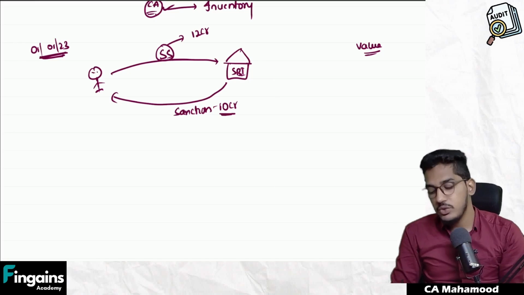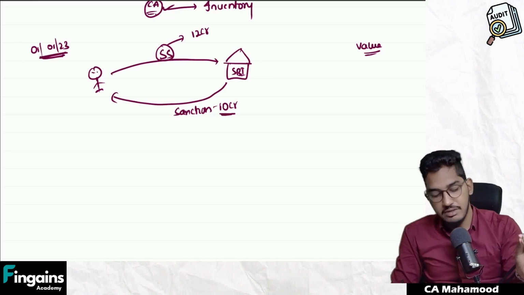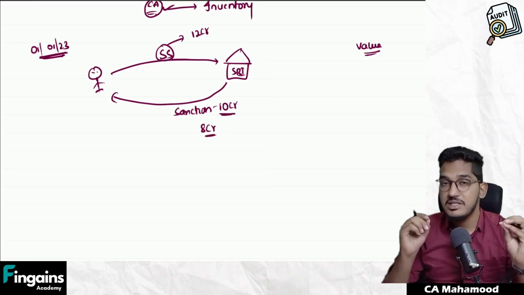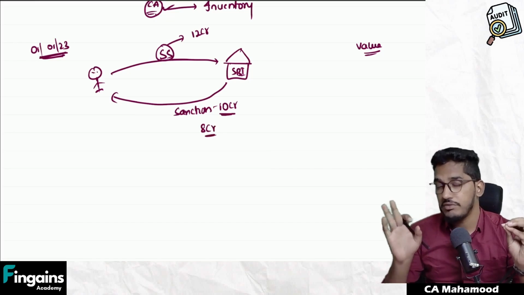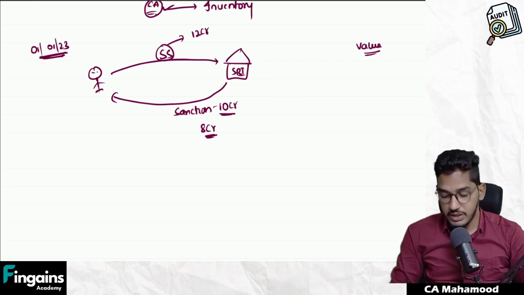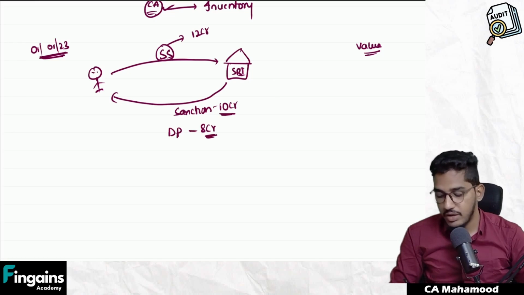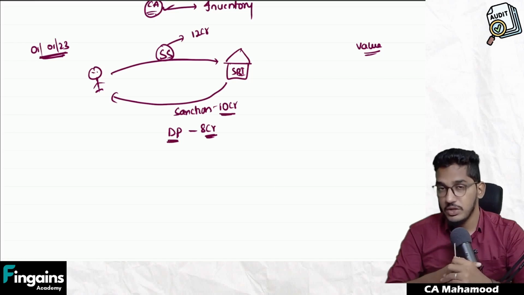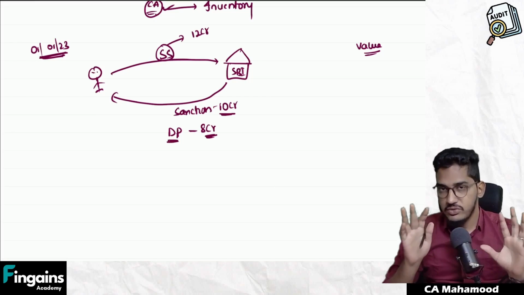But he will never let me use 10 crore rupees. He will say, I will sanction you 10 crores worth of loan, but you can maximum withdraw 8 crore rupees only. The maximum amount which the customer can withdraw from working capital loans like cash credit or overdraft facility, that we call as drawing power. Drawing power. So understood, guys?